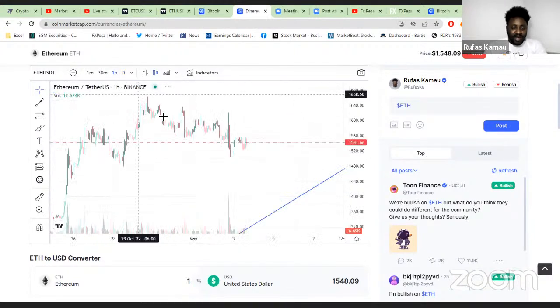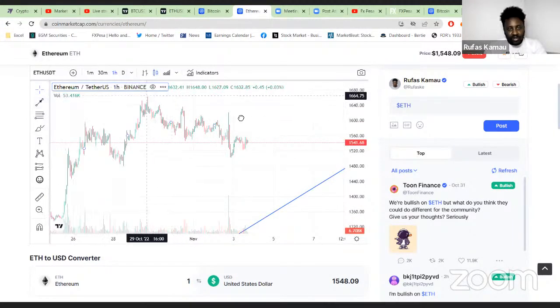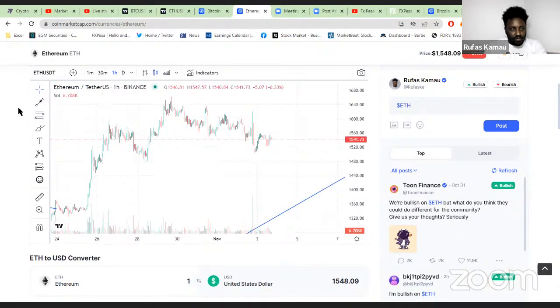So you don't have to look at the higher time frame. You can go to the smaller time frame, look at the 1 hour chart, look at how it's performing, and then trade according to this flag to understand the price action movement.